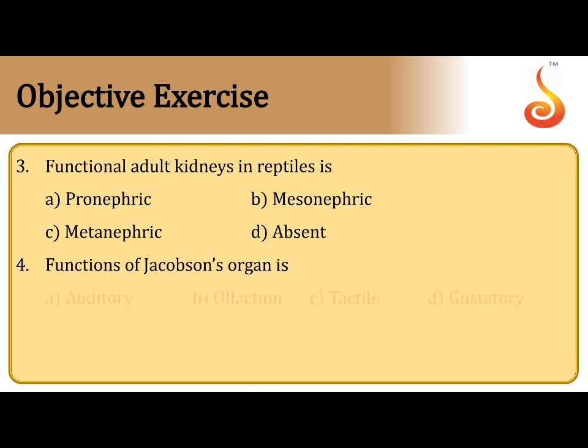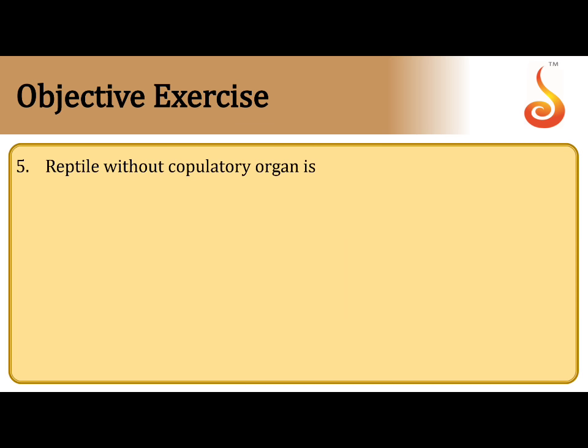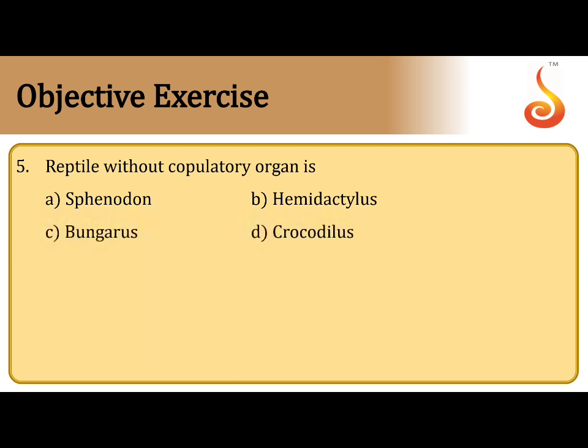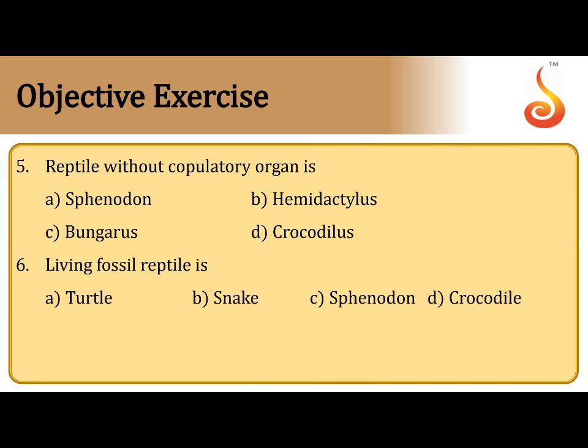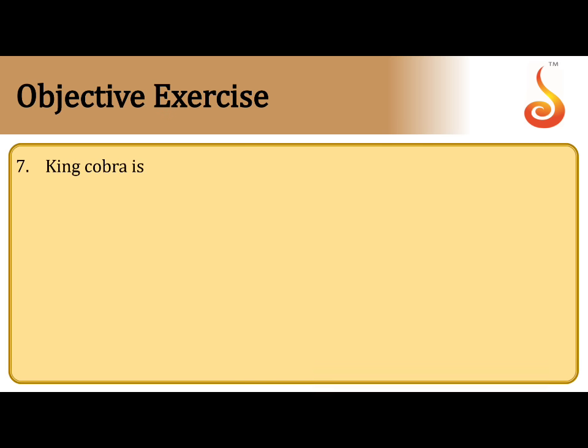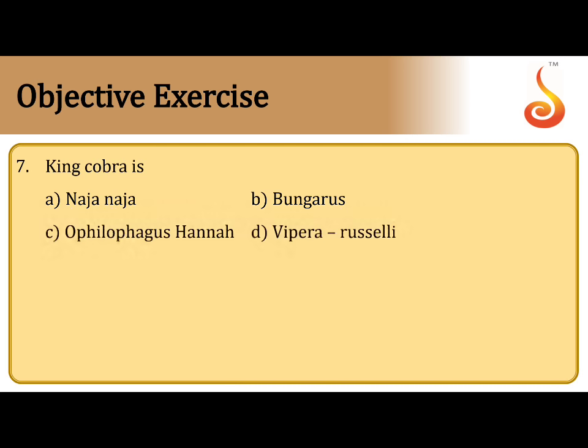Function of Jacobson's organ is auditory, olfaction, tactile, or gustatory. Reptile without copulatory organ is Sphenodon, Hemidactylus, Bungarus, Crocodilus. Living fossil reptile is turtle, snake, Sphenodon, crocodile. King cobra is Naja, Bungarus, Ophiophagus hannah, Vipera russelii.